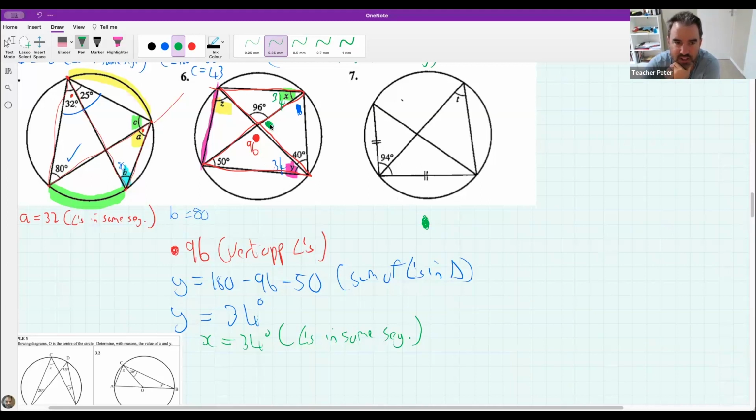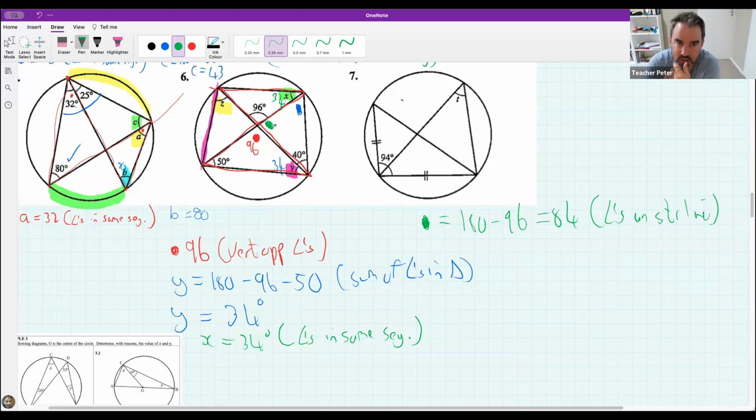Who can tell me what the size of the green dot is going to be? I think these are angles on a straight line. And do you know anything about angles on a straight line? I think they have to add up to 180. So my green dot is equal to 180 minus 96, which is 84. And my reason will be angles on a straight line.